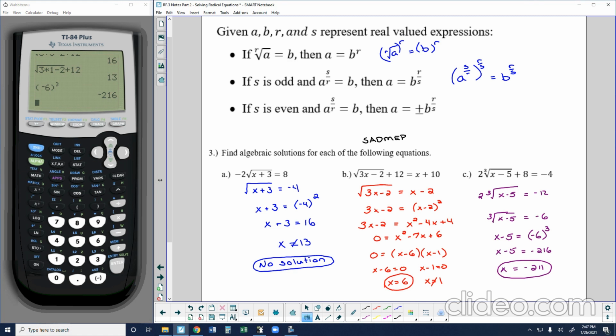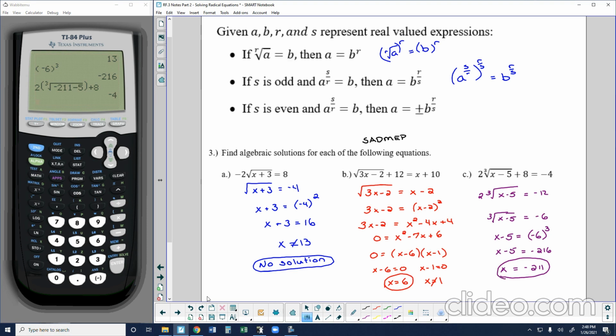And let's check this before I circle it. Let's go ahead and check this for an extraneous solution. Make sure this is the solution. So 2 times the third root of negative 211 minus 5 inside the root plus 8 outside the root should be negative 4, and it is. So we have the correct solution here.